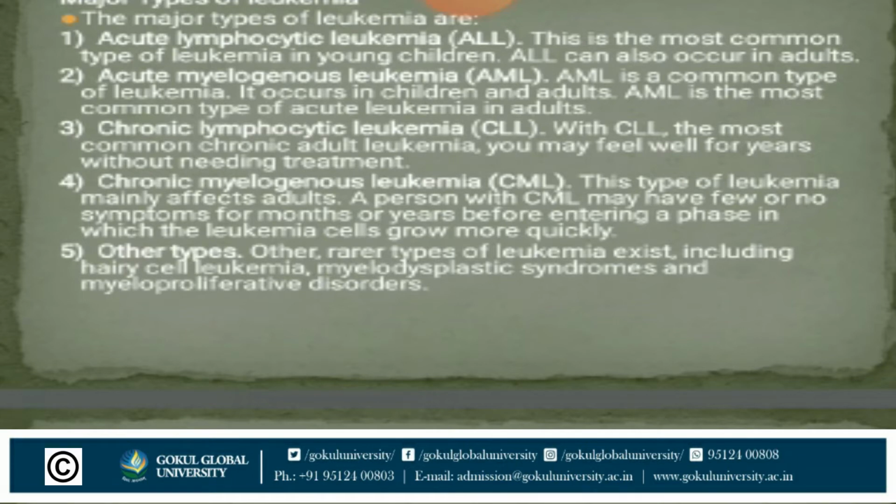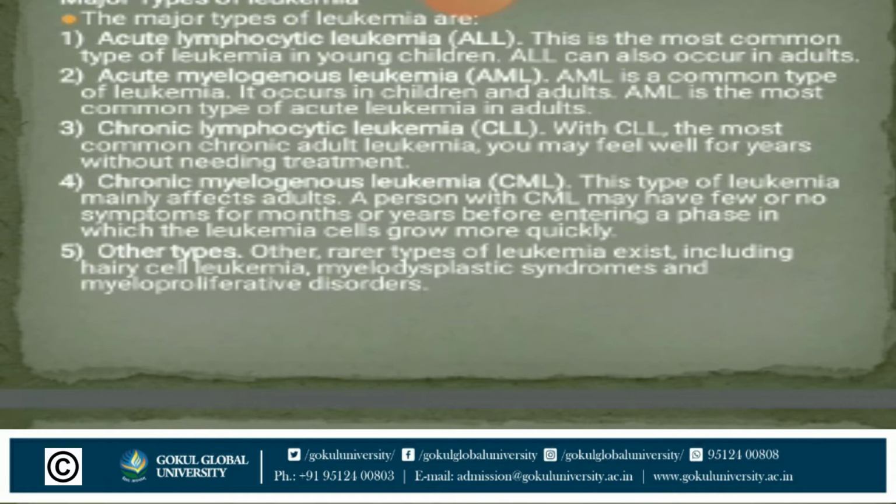Then the third one is chronic lymphocytic leukemia, the most common chronic adult leukemia. You may feel well for years without needing treatment. Then chronic myelogenous leukemia, this type of leukemia mainly affects adults. A person with chronic myelogenous leukemia may have a few or no symptoms for months or years before entering a phase in which the leukemia cells grow more quickly.